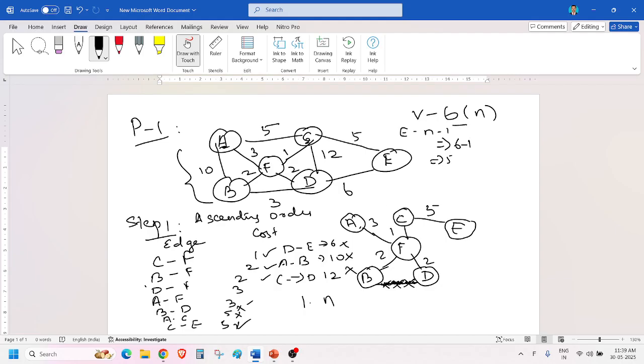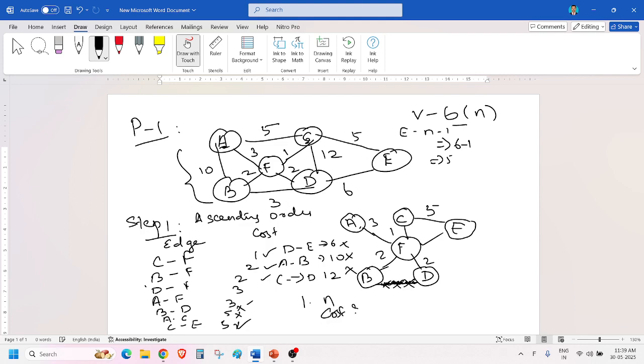So you just count it. 1, 2, 3, 4, 5, 6. All vertices have been covered. How many edges have I mentioned? 5. 1, 2, 3, 4, 5. Yes, it is coming. So good. Then afterwards, no formation of cycle. Yes, of course, no cycle has been formed for me.